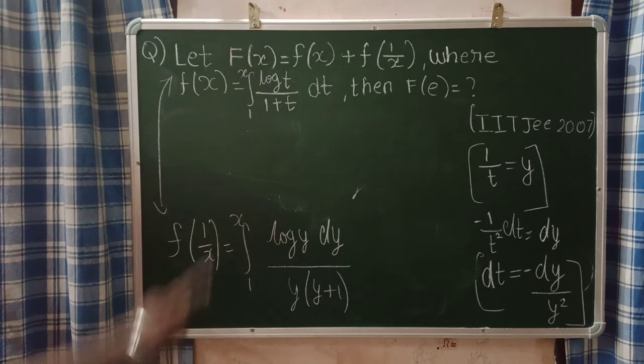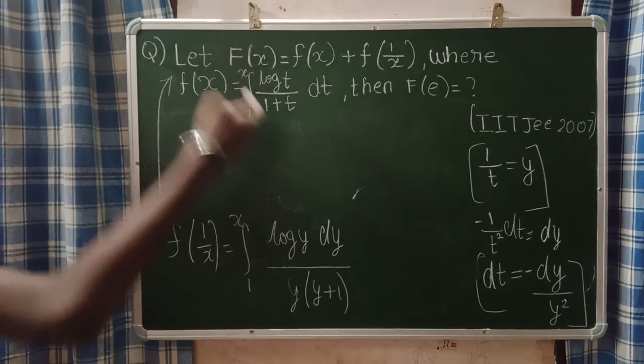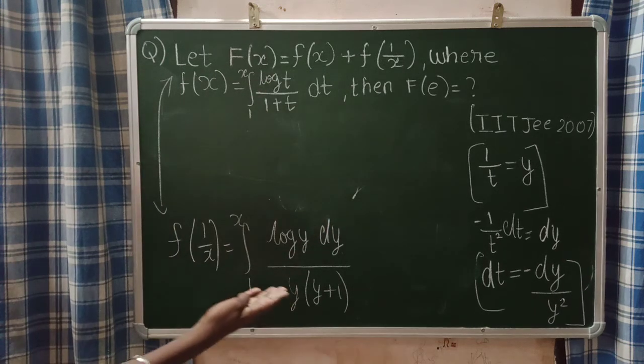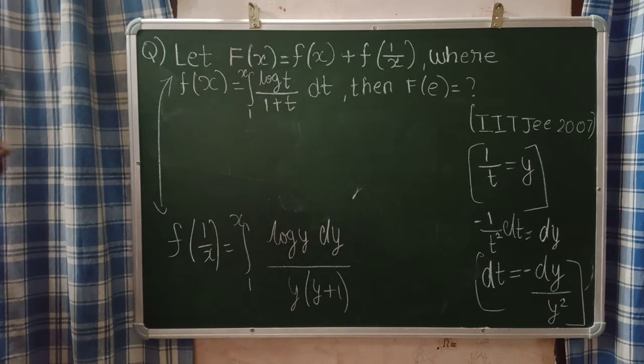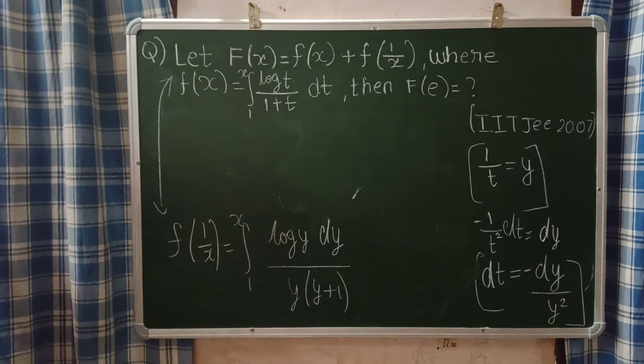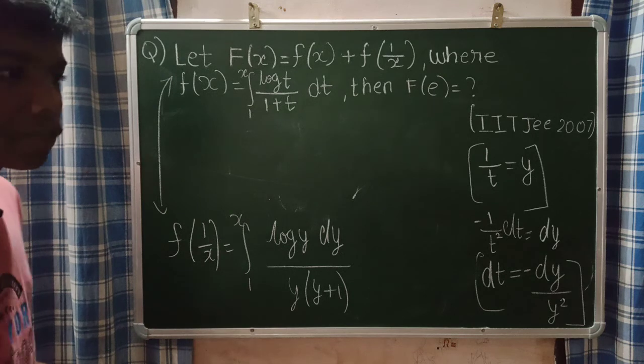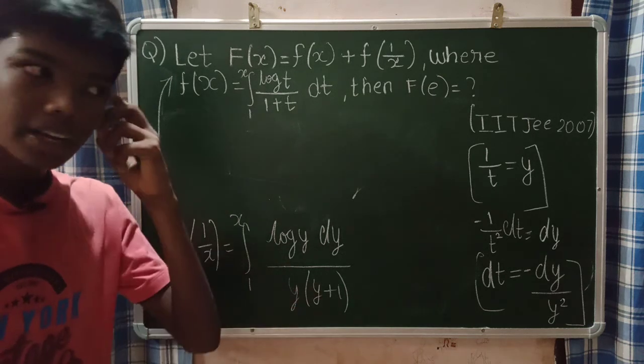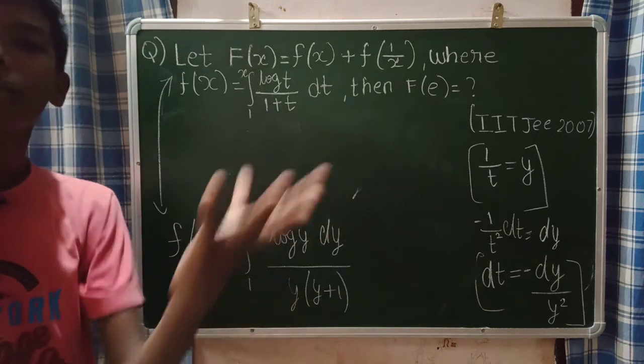Because guys, for this f of x integral, that variable is t. For this f of 1 by x integral, the variable is y. How can I add these two inside values? Because the variables are different, how can you add? If I say x plus y, how will you know the value, man? If I say x plus x only, you will say 2x.